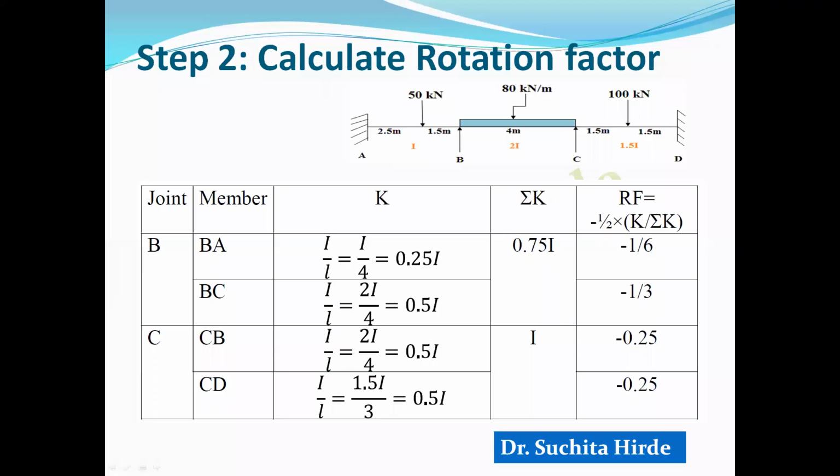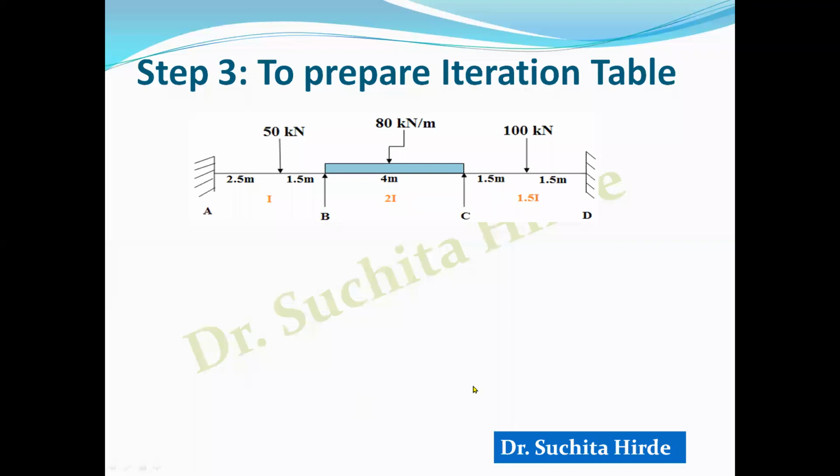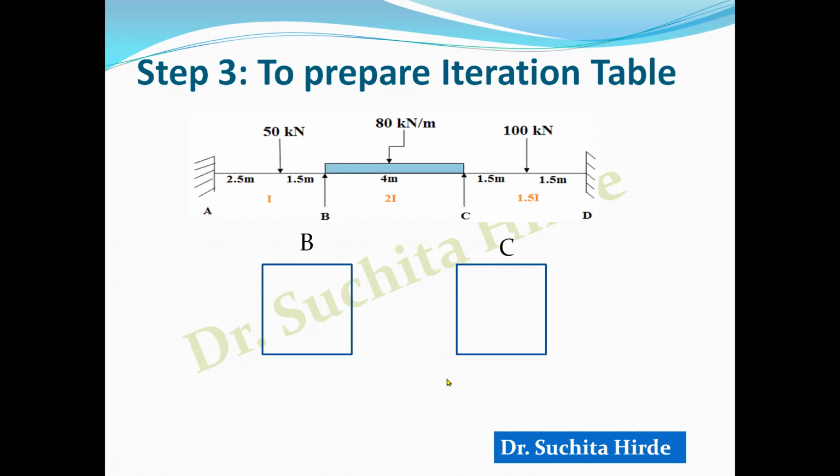Now after calculating rotation factor, we have to prepare the iteration table. This is a very important step. So let us see. To prepare the iteration table, first of all you identify how many joints are there. There are two joints, joint B and joint C. So draw two squares like this. At joint B, one square. For joint C, second square.